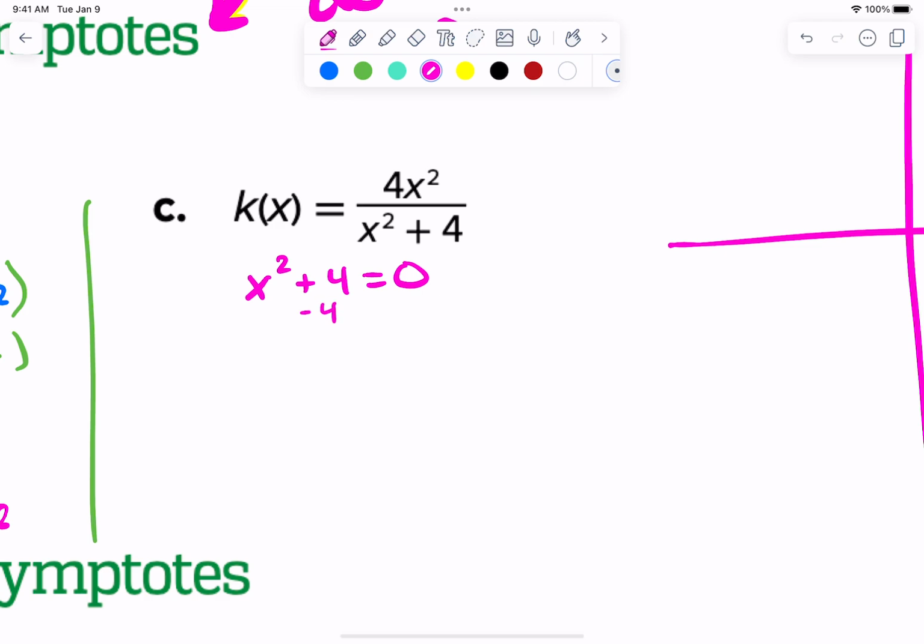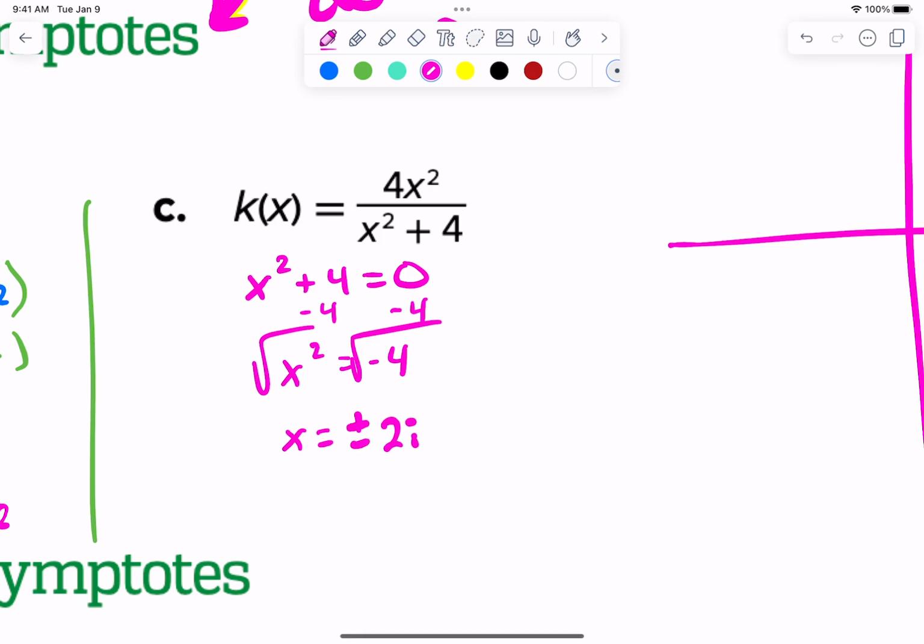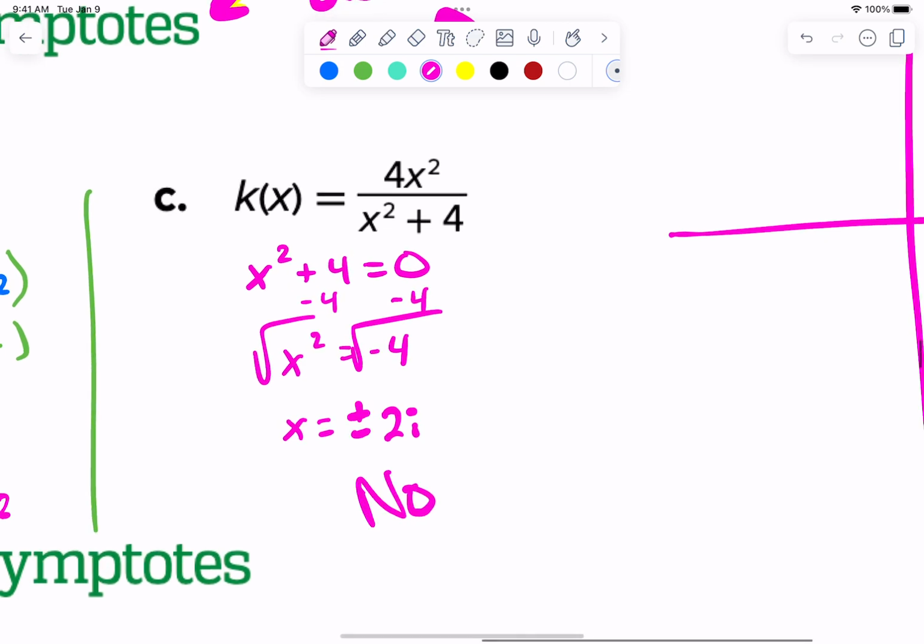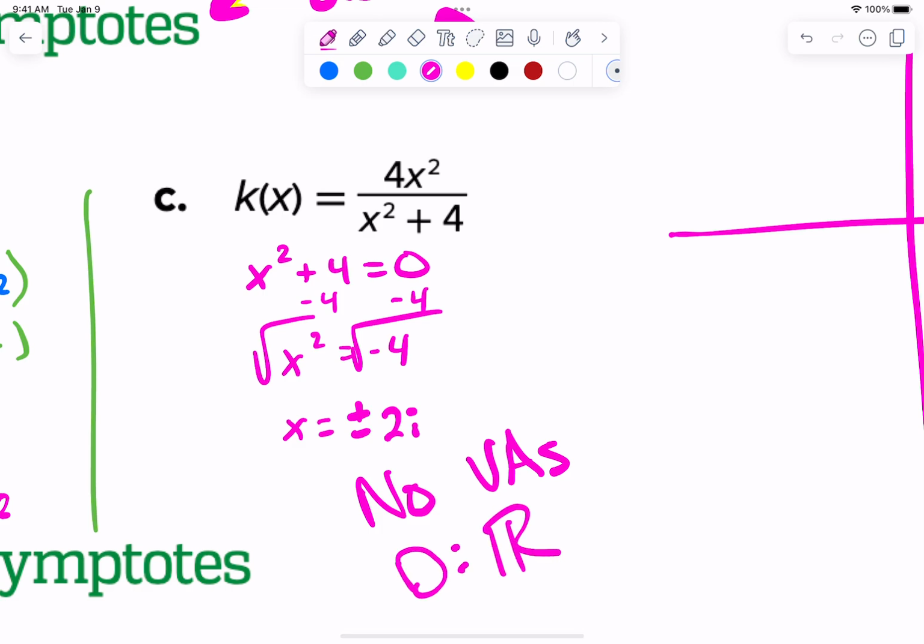If I subtract 4, x squared equals -4, and I take the square root. Guess what? x equals, what's the square root of -4? Plus or minus 2i, which means my VAs occur at imaginary places, which means there are no VAs. Which also means the domain is all reals. There's no VA, so the domain is all reals. Make sense? Okay, so that will happen sometimes as well.